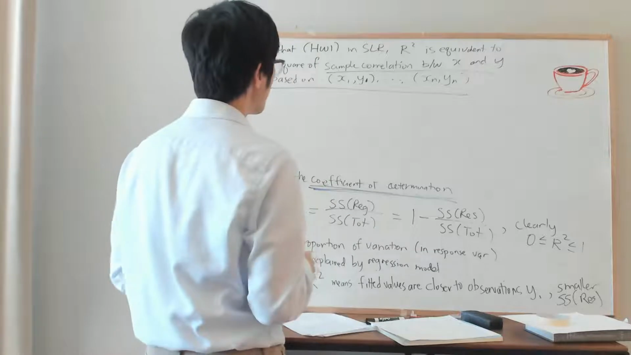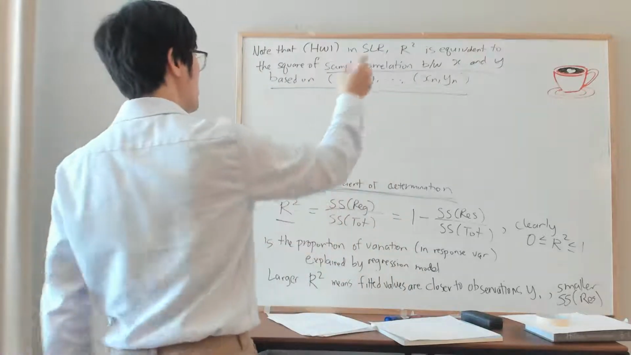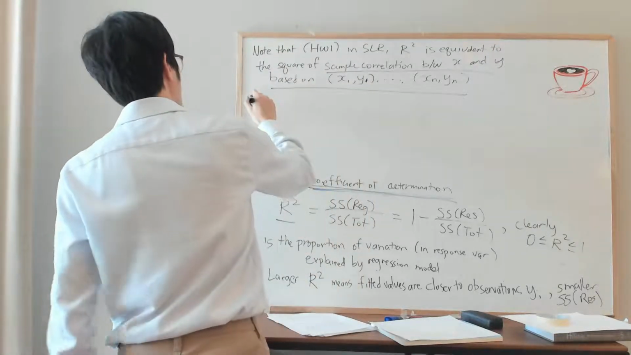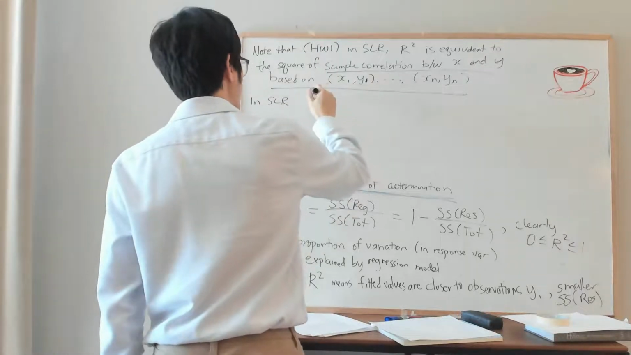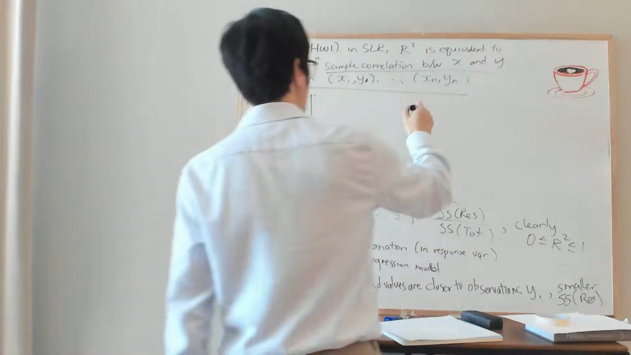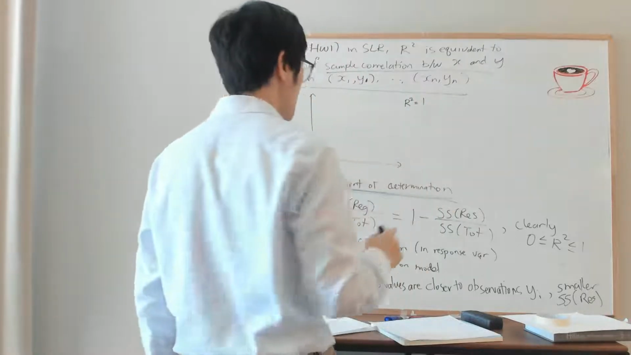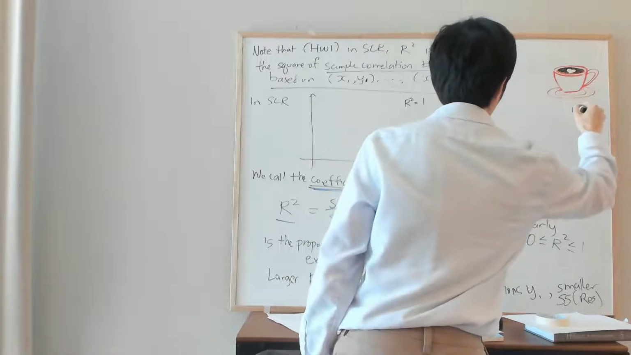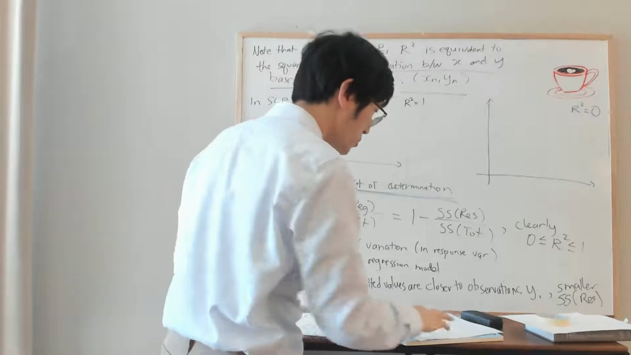Okay, so again, we can illustrate that very cleanly for simple linear regression. So here's another visual. Simple linear regression is nice because I can draw pictures to illustrate these points. Let's draw a couple of pictures: a picture for R squared equals 1, and then another picture for R squared equals 0, so we can illustrate this point.